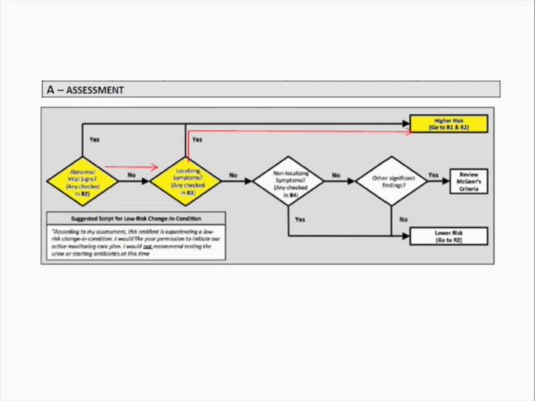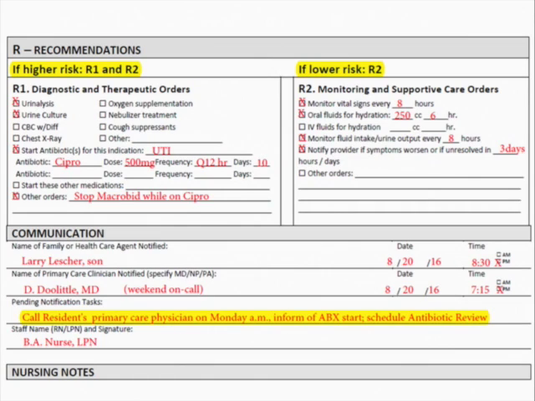The next diamond asks if there are any localizing signs and symptoms checked in B3. Yes, we had several checked in section B3, so we follow the arrow up and over to higher risk of infection. That directs us to section R1 and R2. Moving on to page 2, the recommendation section.